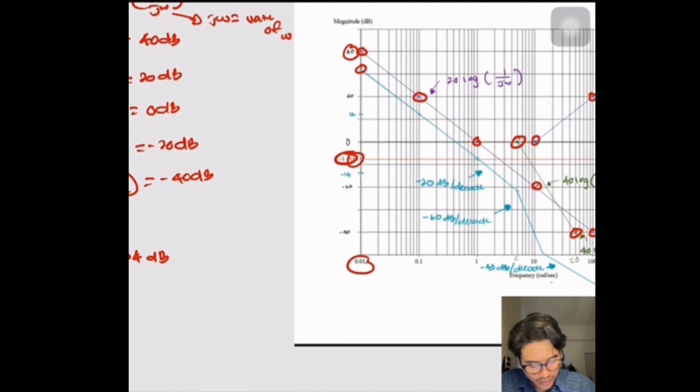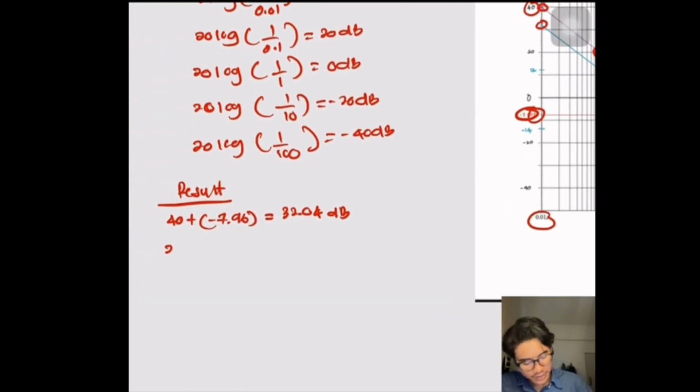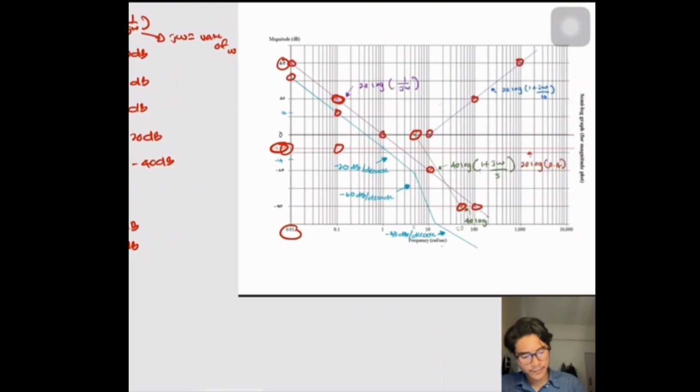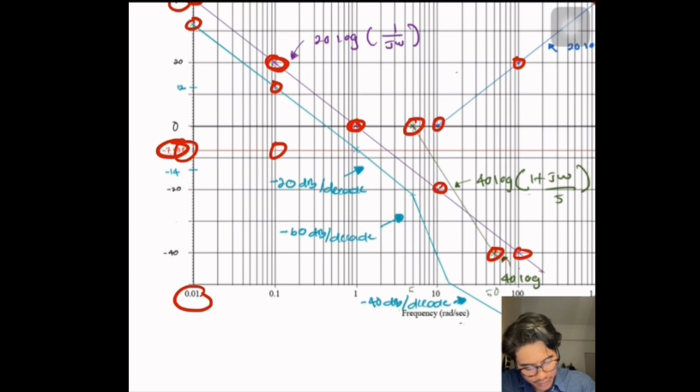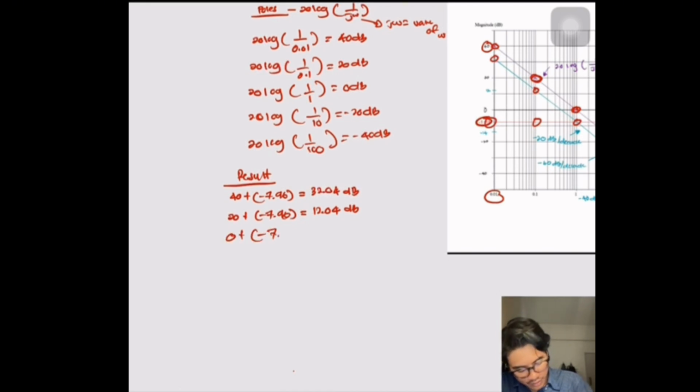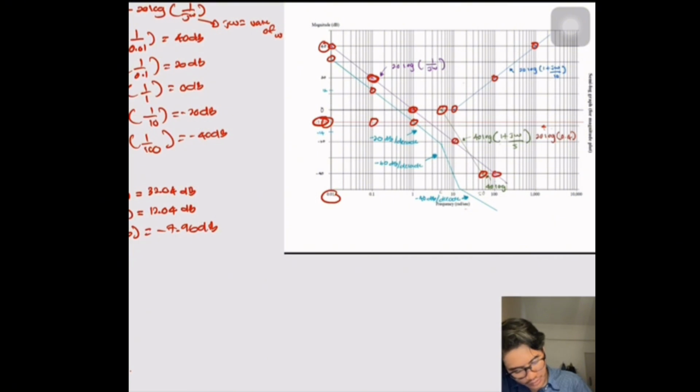32.04. After that we find this value, which is 20 dB, and at this point we do 20 plus negative 7.96 and get 12.04 dB. We plot at 12 at this point. After that we find this value, 0, plus negative 7.96, and we get negative 7.96 dB at this point.